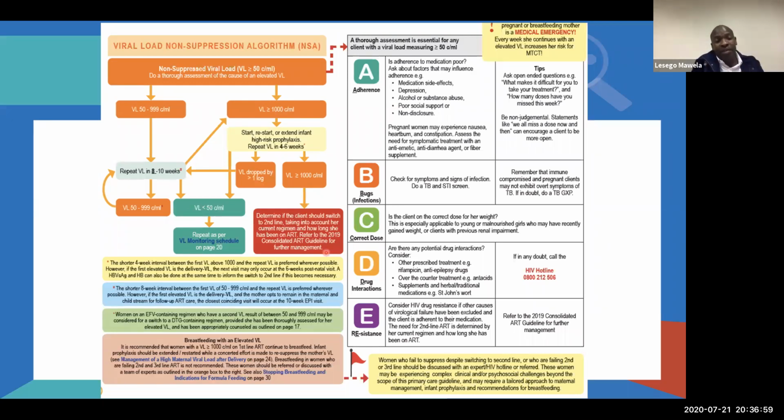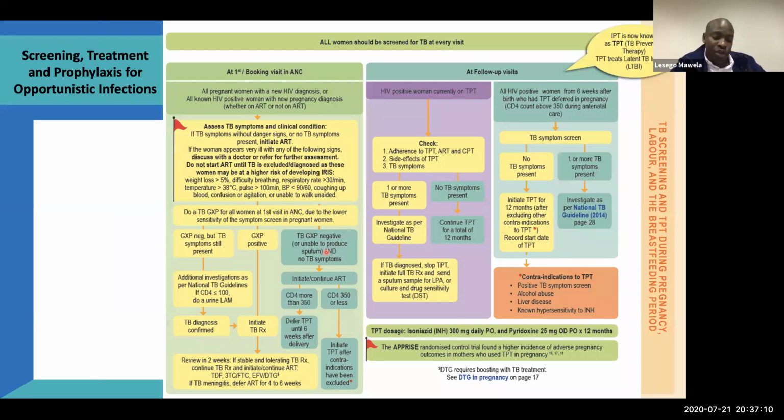So if she has a high viral load, we need to manage that viral load as soon as possible. On that note, again, we spoke about the importance of HIV testing in labor. That was number one. We spoke about why we need to assess women who are on ART and those who are not on ART.